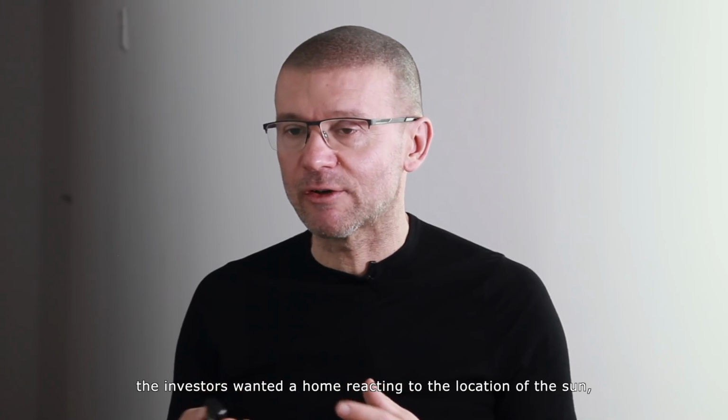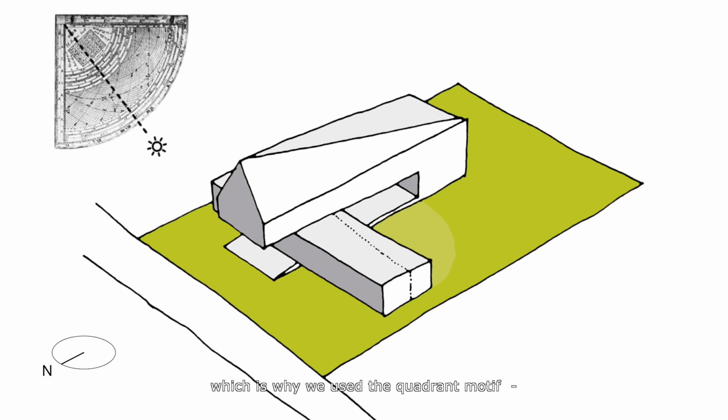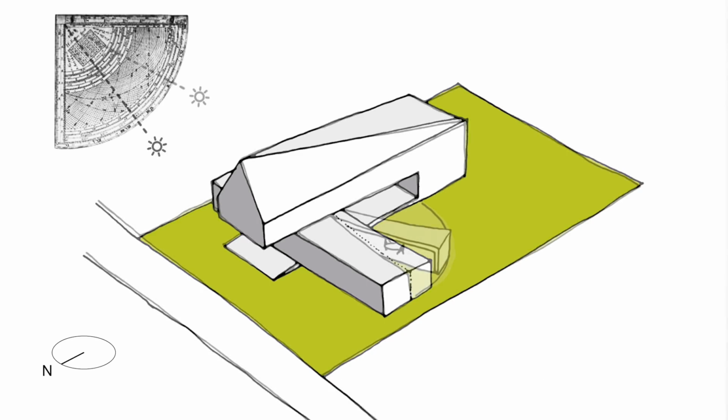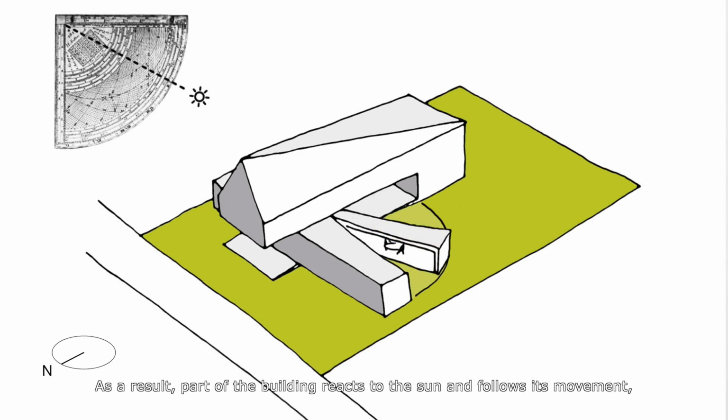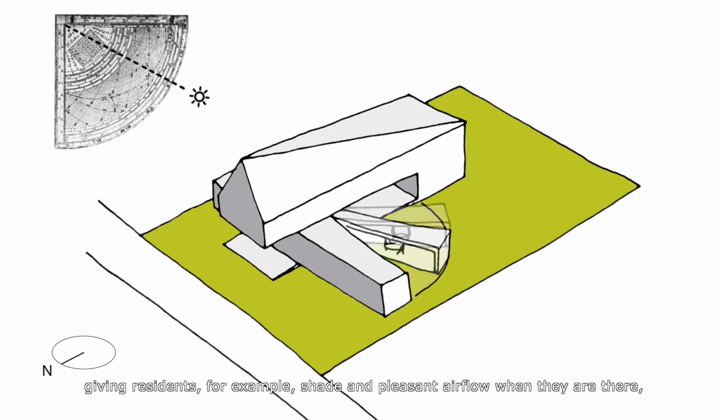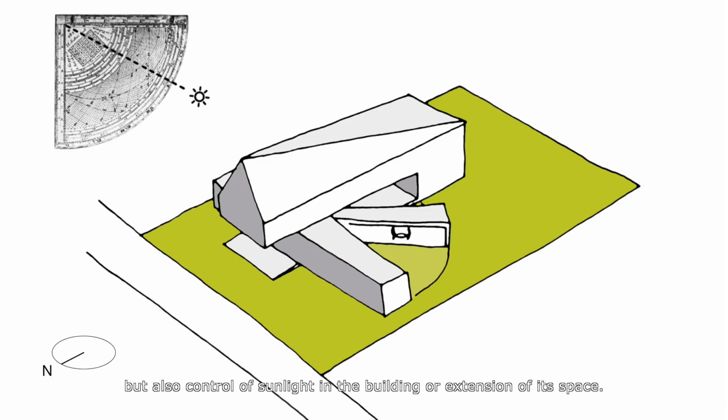But most important, the investors wanted a home reacting to the location of the sun, which is why we use the quadrant motif, an old device used to determine the position of the stars. As a result, part of the building reacts to the sun and follows its movement, giving residents, for example, shade and pleasant airflow when they are there, but also control of sunlight in the building or extension of its space, about which we're going to hear in a moment.